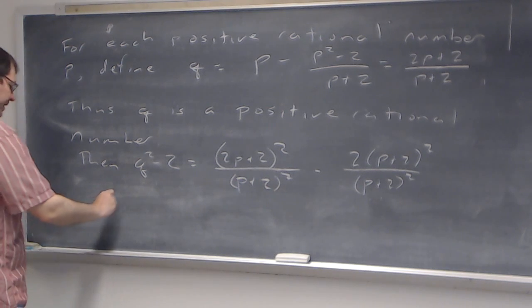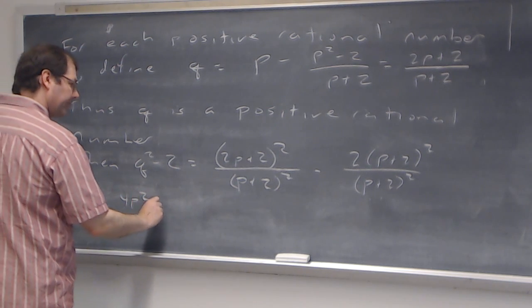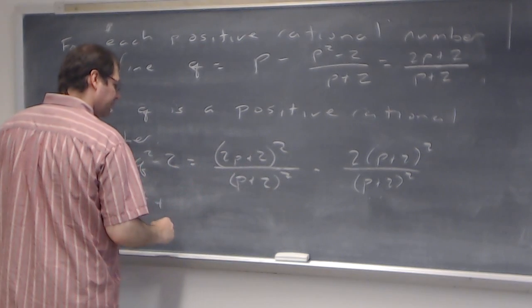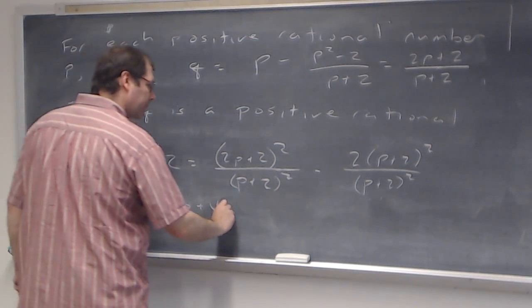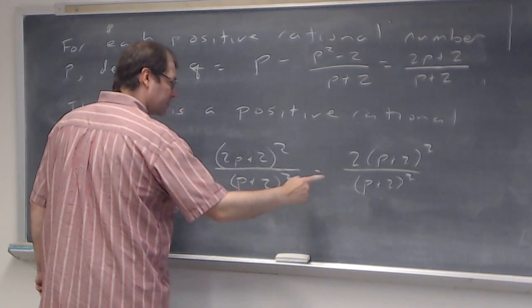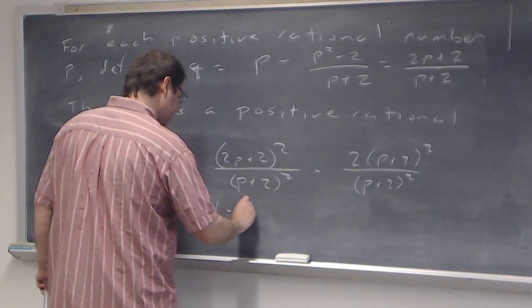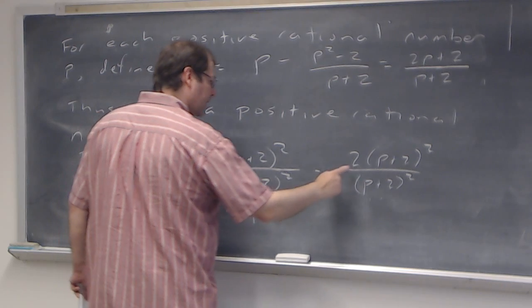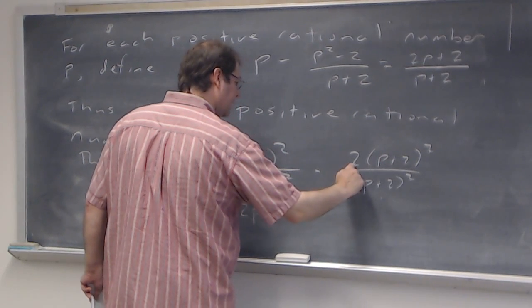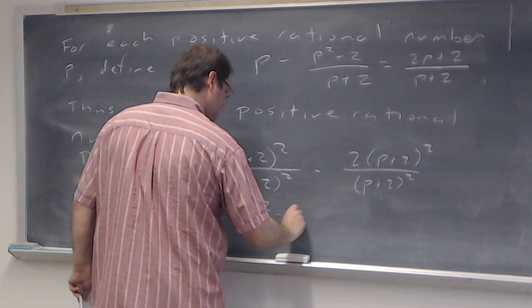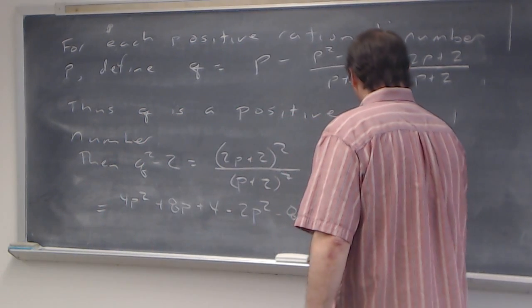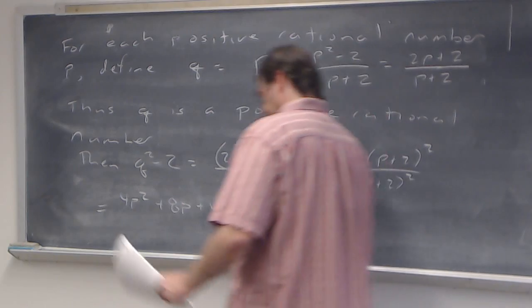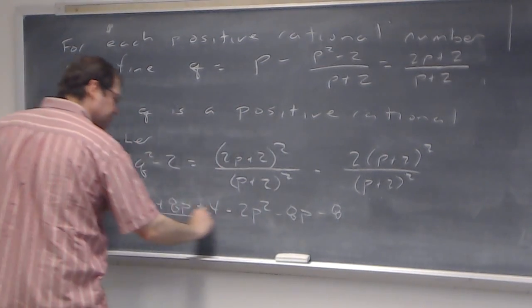Working with this, what we get is 4p² plus, this is 4p doubled, is 8p, plus 4 minus, here this would be p² times 2, so it's minus 2p². Here this would be 2p, 4p, it would be minus 8p. And then it would be 4, it would be minus 8, over (p+2)².